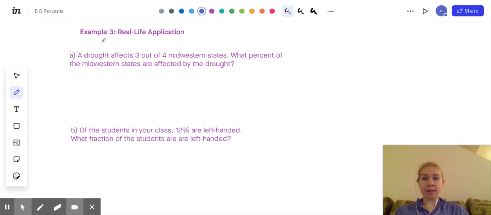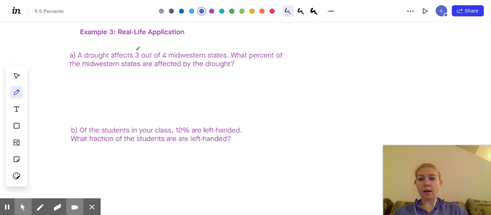All right, let's go over our last example, which is example 3, real life application. And this is part of chapter 5, section 5%. Problem A says a drought affects 3 out of 4 Midwestern states. What percent of the Midwestern states are affected by the drought?